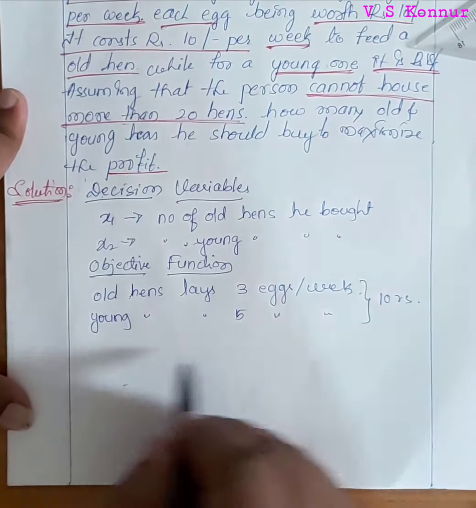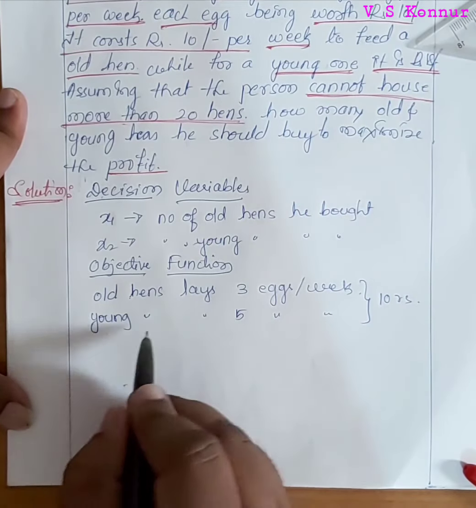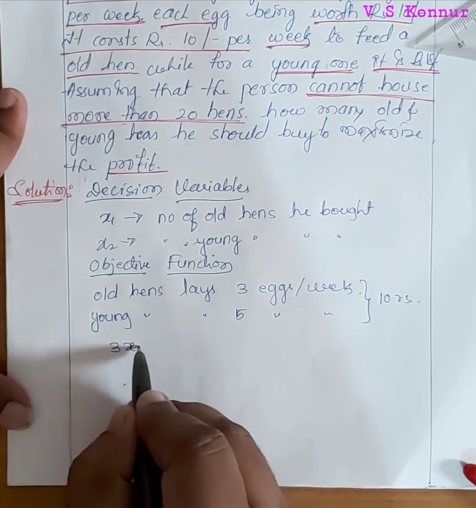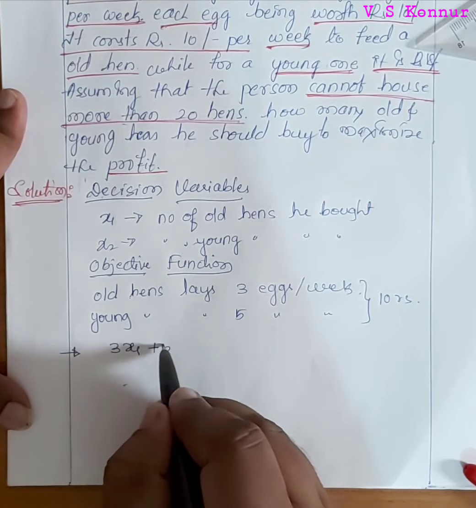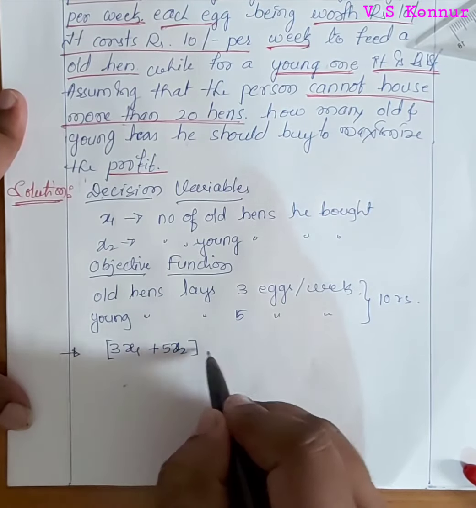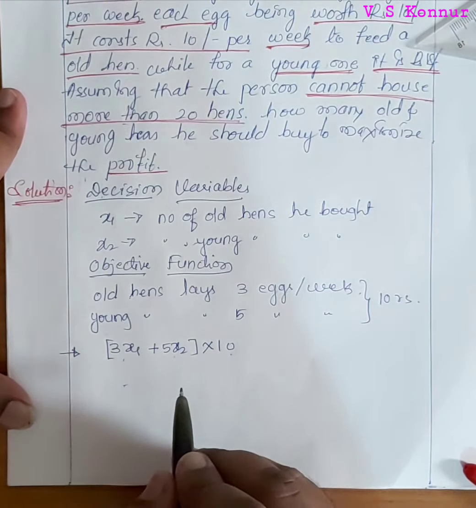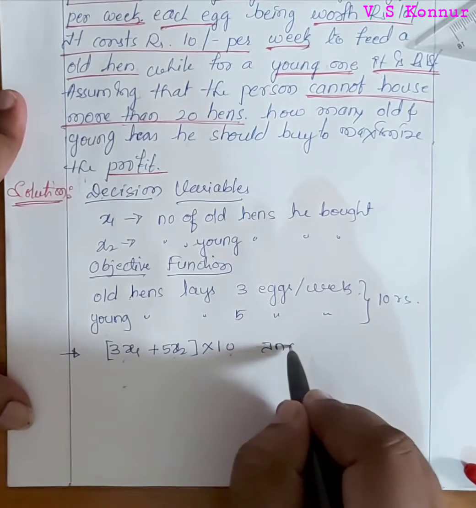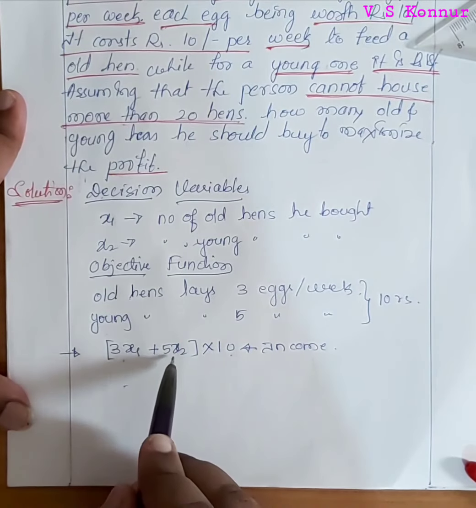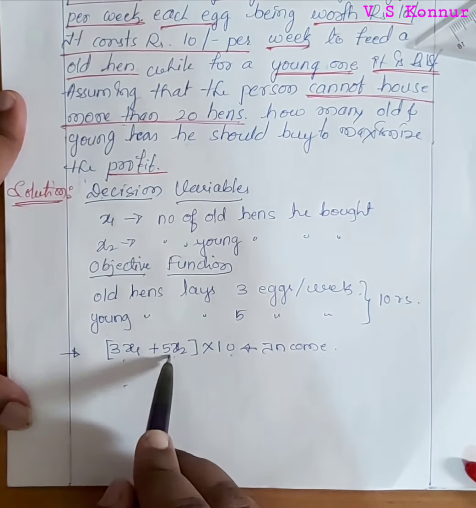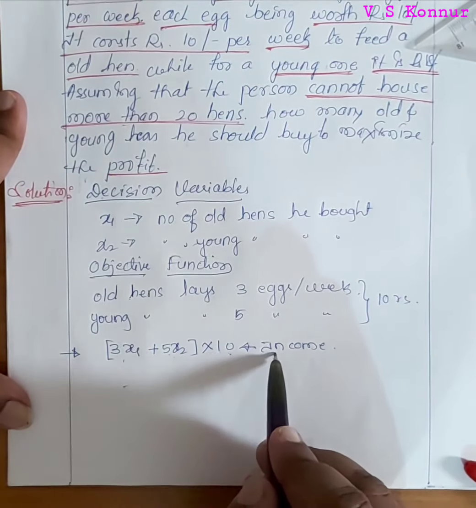Right. Now this is nothing but the profit which will be obtained from the production. Now we will write the equation: 3x1 plus 5x2, multiplied by 10, each egg being worth rupees 10. So this is called income, because an old hen is laying 3 eggs, a young hen is laying 5 eggs, and each egg is worth 10 rupees. So because of that it is called income.